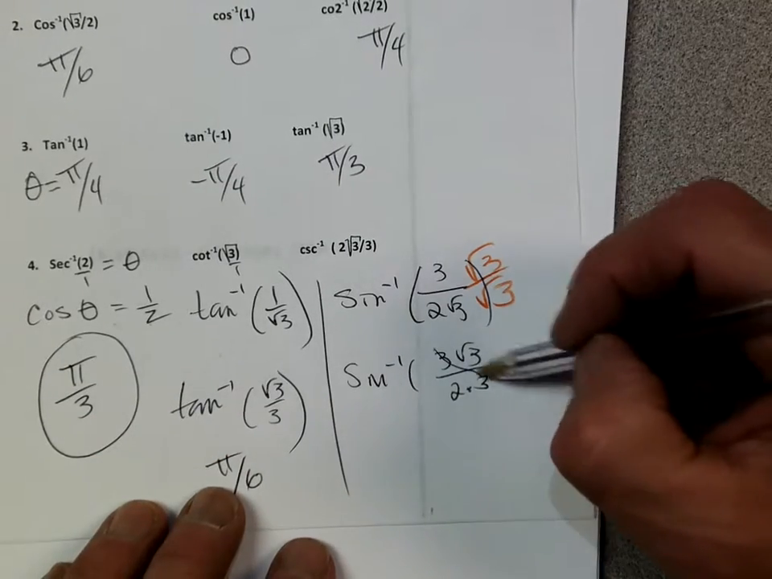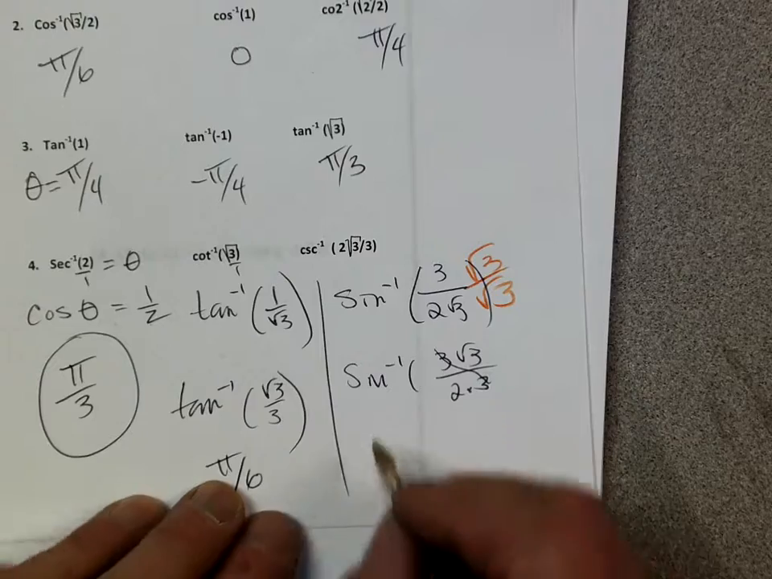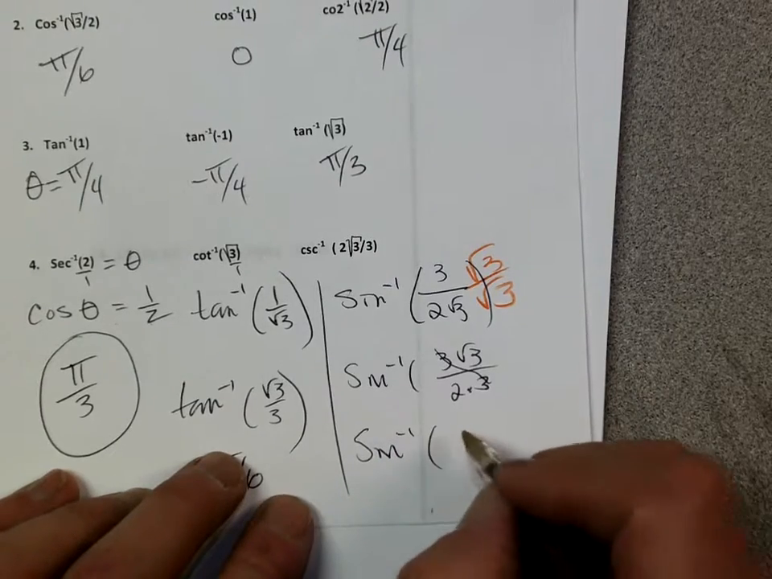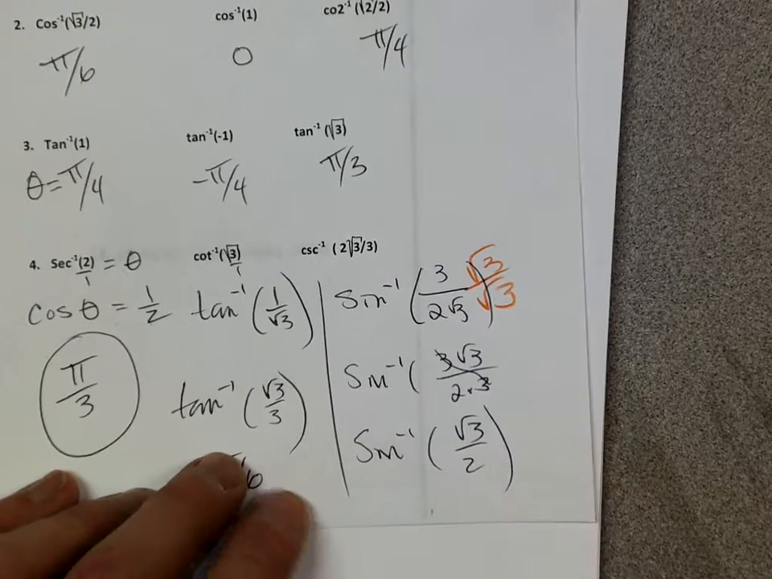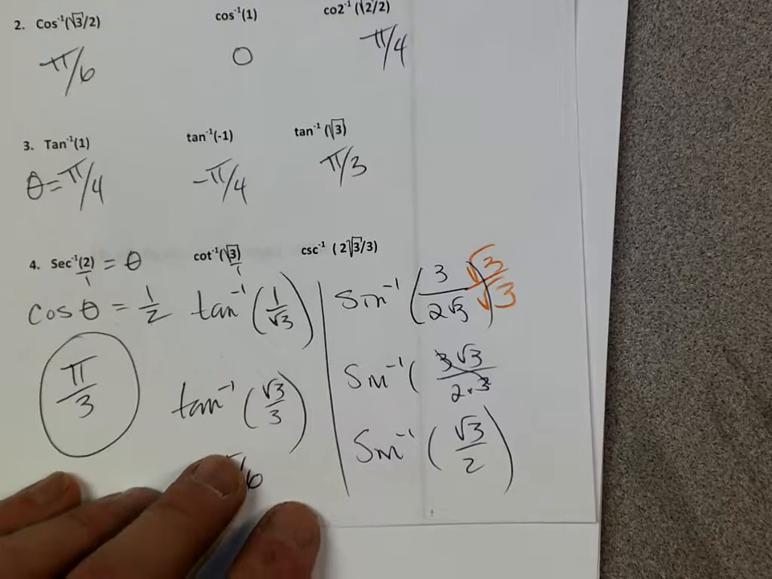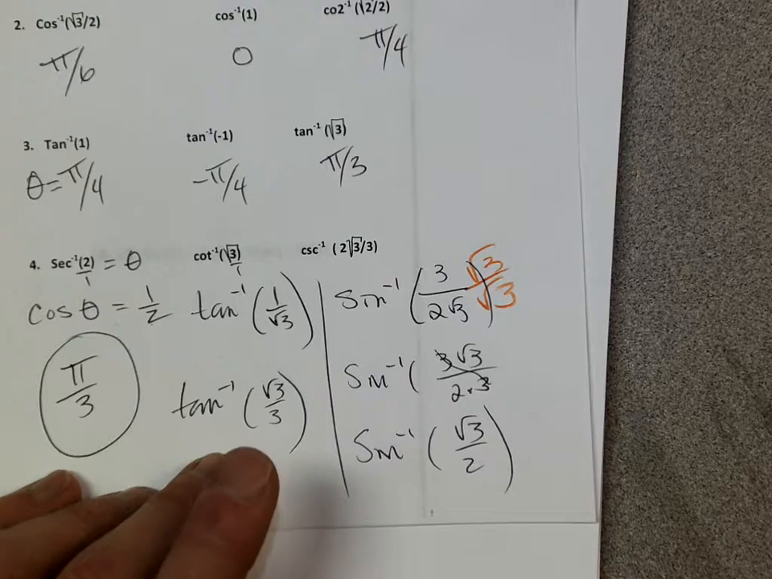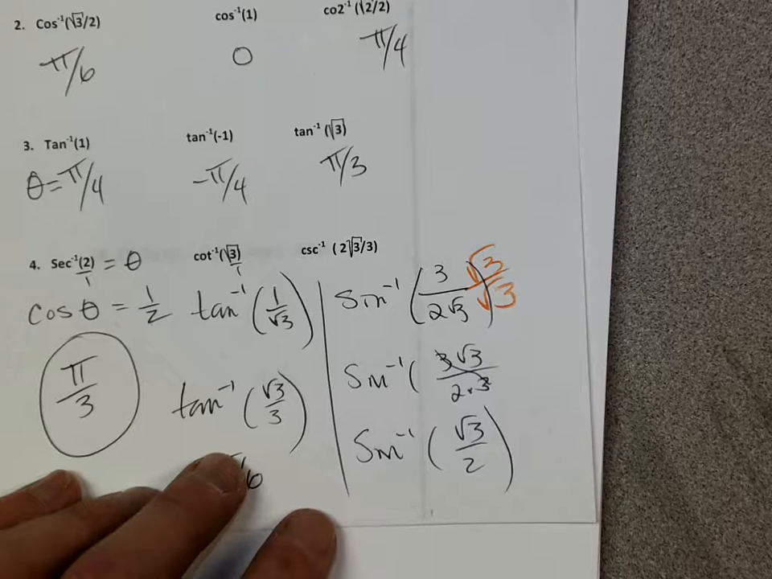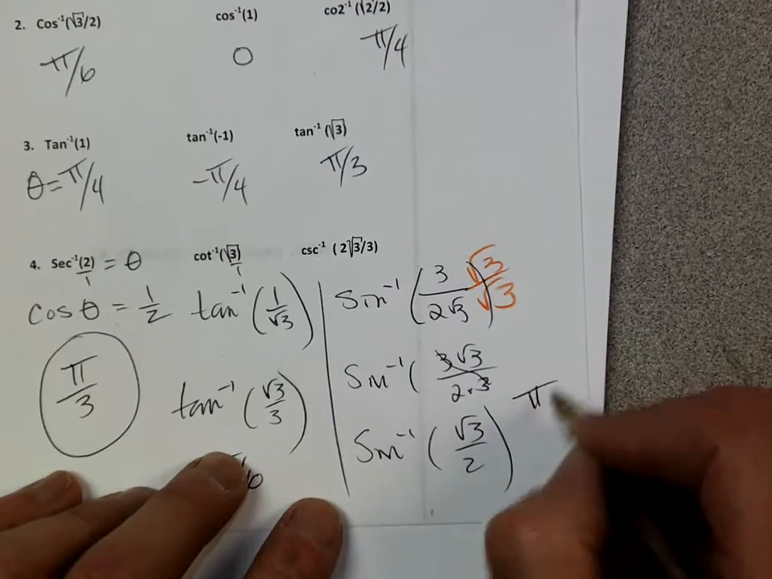May as well cancel the 3's, wouldn't that be easy? So I'll have a sine inverse of the square root of 3 over 2. I think I can find that. Where's that one at? Square root of 3 over 2. Pi 3, you see it? For the y value? Pi thirds.